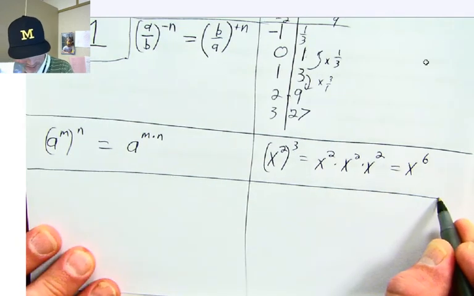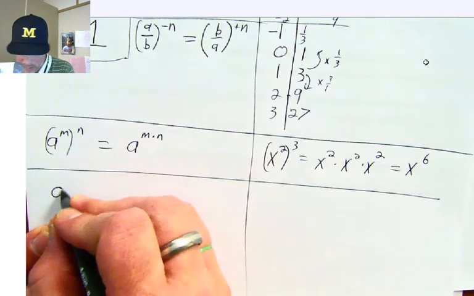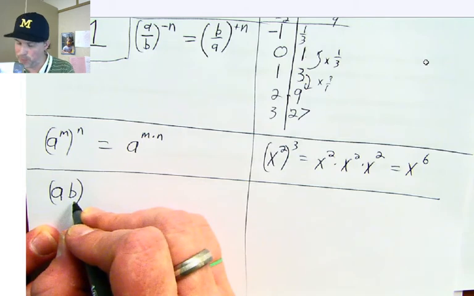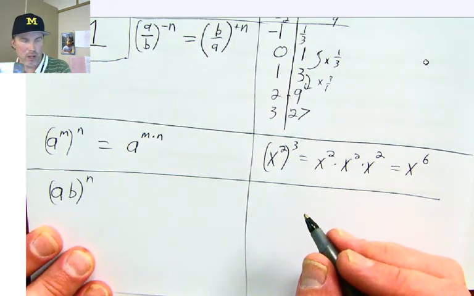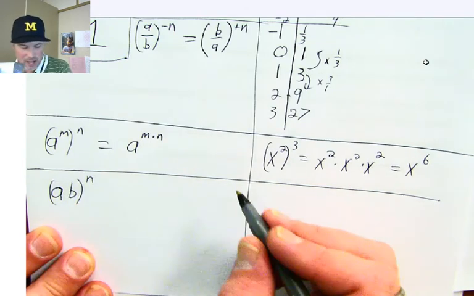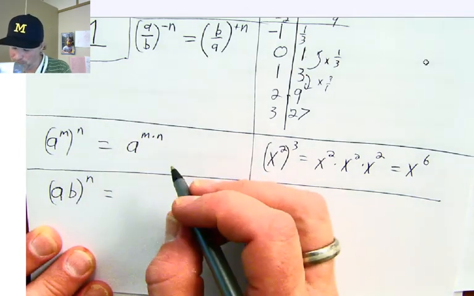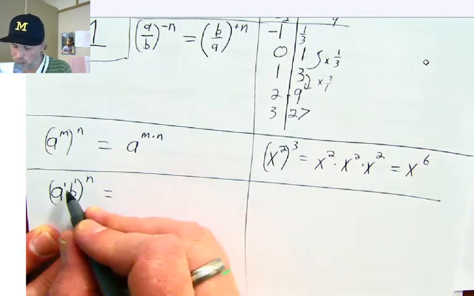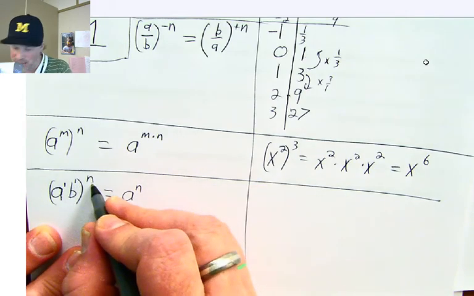Last rule for this set, what if it's more than one letter? So I have a, b, 2 separate numbers inside the parentheses that's being raised to the n power. Well, it's a times b to the n. What you need to do is you just need to make sure that this exponent gets applied to both of them. And this is currently a to the 1 and b to the 1. So 1 times n is n, so a to the n, and 1 times n is n, so b to the n.